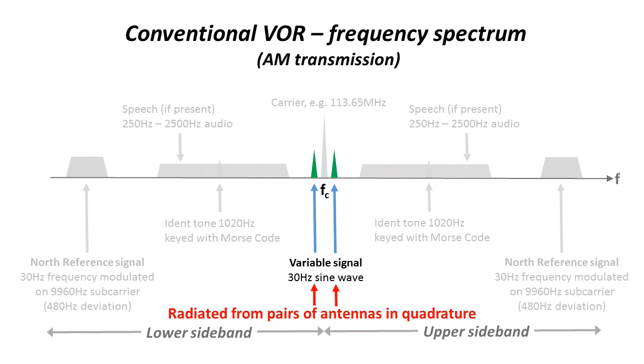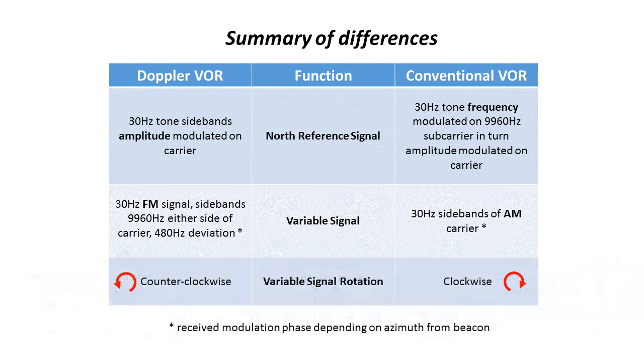At this point it will be useful to compare the two types of VOR, Doppler and conventional. As you can see in this table, the north reference signal in the Doppler VOR is carried by the 30 Hz sidebands of the AM signal, whereas in the conventional VOR this is carried on the FM subcarrier. The variable signal is carried on the FM subcarrier for the Doppler VOR and on the 30 Hz AM sidebands for the conventional VOR. In order for receivers to give the correct bearing information, it's arranged that the conventional VOR rotates its variable signal clockwise, whereas the Doppler VOR uses counterclockwise rotation.